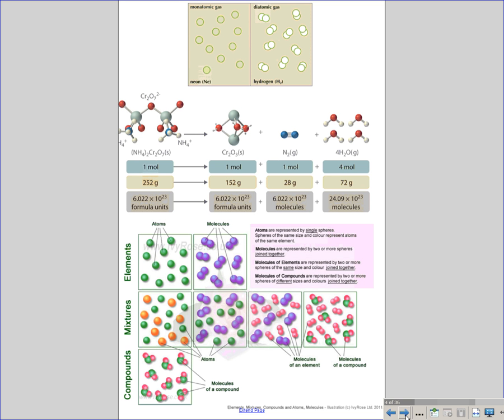Okay, this is a big picture to show you the same things. So I've got a monatomic gas like neon. Is that diatomic or monatomic? Monatomic, from the picture, right? Diatomic is a molecule, it's got 2 atoms.